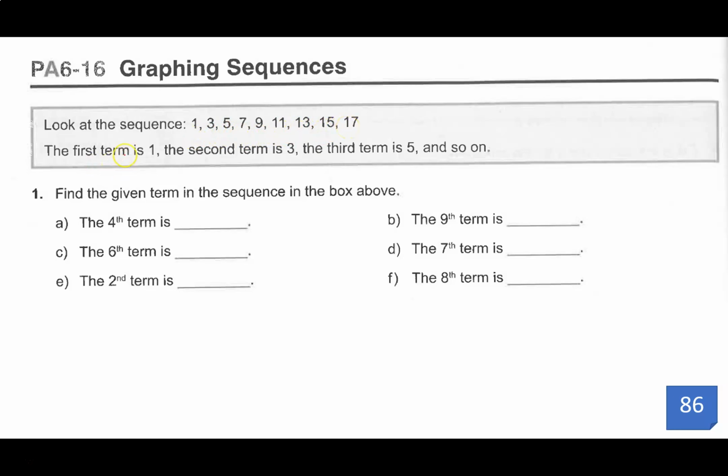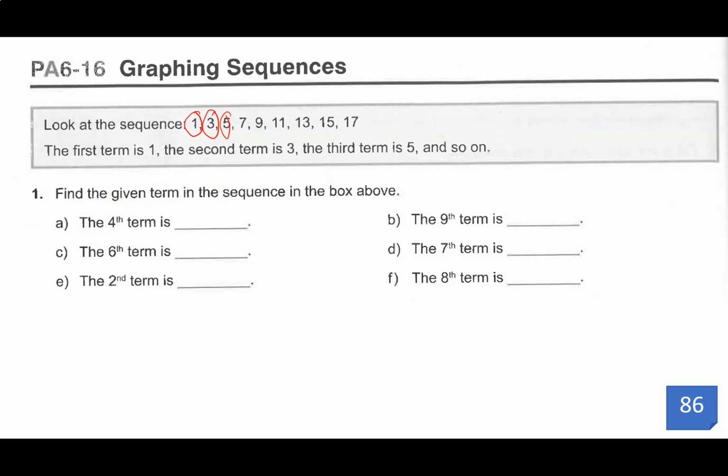The first term is 1. Yeah, the first number in line, or in the first position, is 1. The second term is 3. The third term is 5, and so on. Find the given term in the sequence in the box above. Sounds confusing, but I think you can do it.